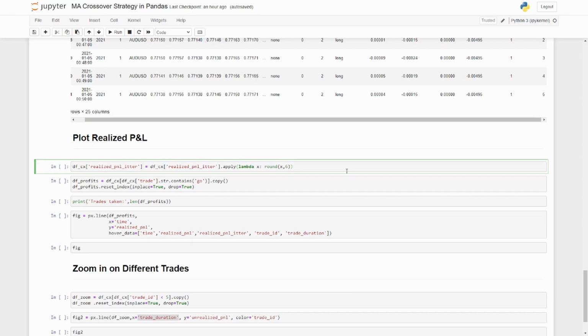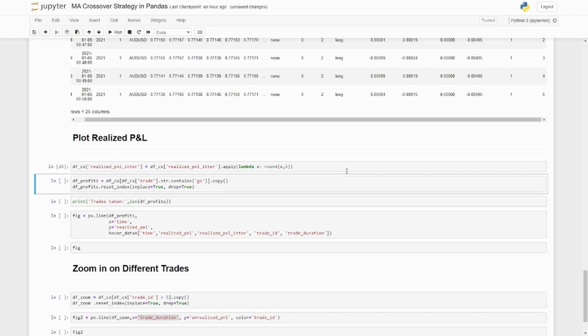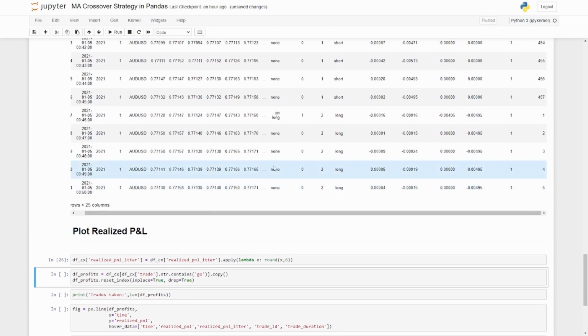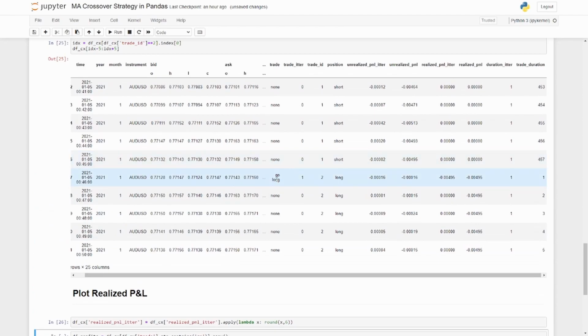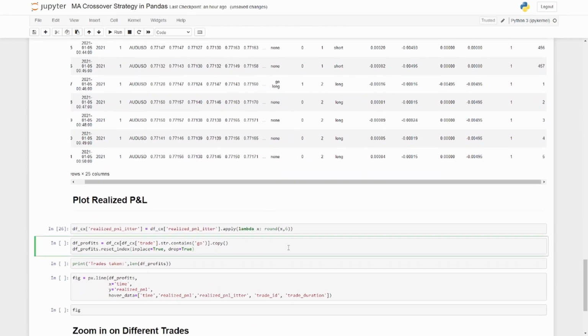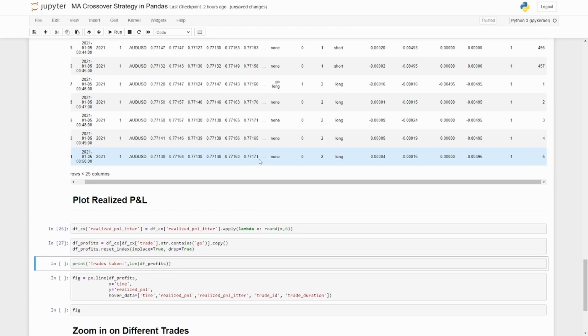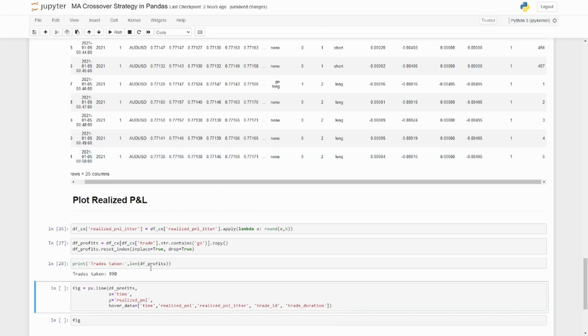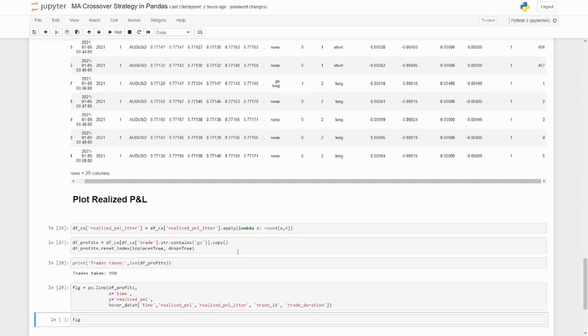So we're going to plot the realized P&L, the realized profit and loss. Right here, we're just going to round the numbers so that we get clean numbers when we plot it. I'm going to create this profits data frame that basically just looks for where we go inside of our trade. If you notice, we have go long, go short. So I'm just saying, where are we actually opening a trade? And then we're going to look at how the profits change when we open trades. So boom. Again, it says 990, it's technically 991. But here we go. Let's get into the figure.